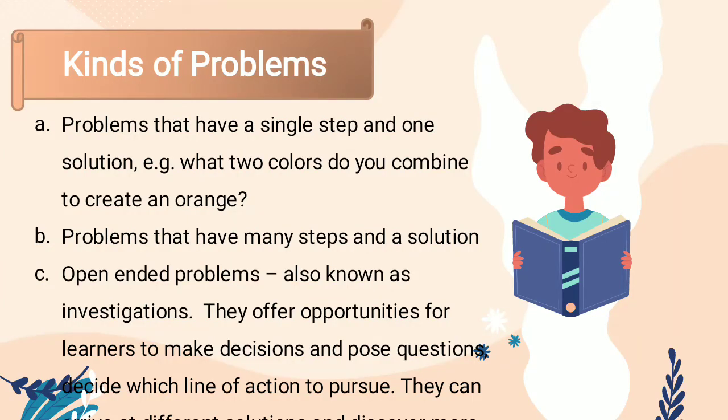Okay, now let's talk about kinds of problems. First of all, problems that have a single step and one solution. Such as, for example, what two colors do you combine to create orange? This kind of problem needs some step and a solution, okay? Because for the question, what two colors do you combine to create orange, the student needs to make some deduction or find some solution to answer this question, okay?